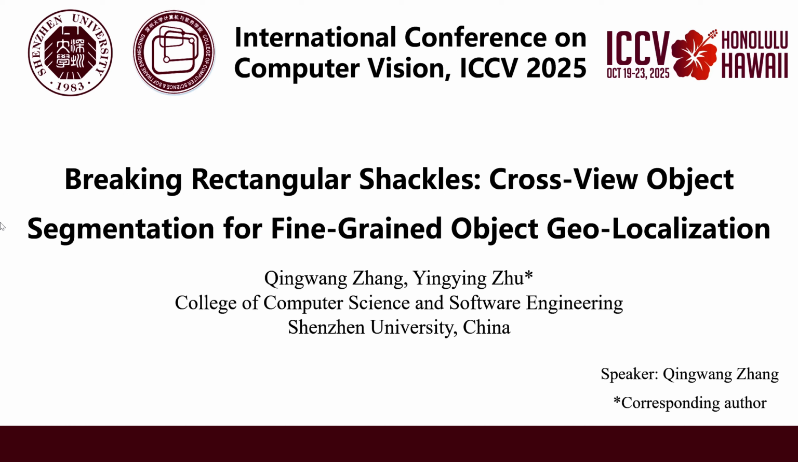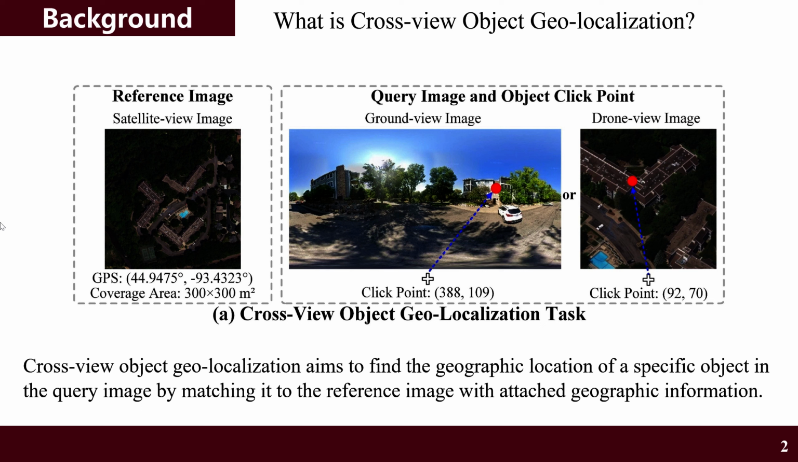The title of my talk today is Breaking Rectangular Shackles, Cross-View Object Segmentation for Fine-Grained Object Geolocalization. First, I'll introduce cross-view object geolocalization. Cross-view object geolocalization aims to find the geographic location of a specific object in the query image by matching it to the reference image with attached geographic information.